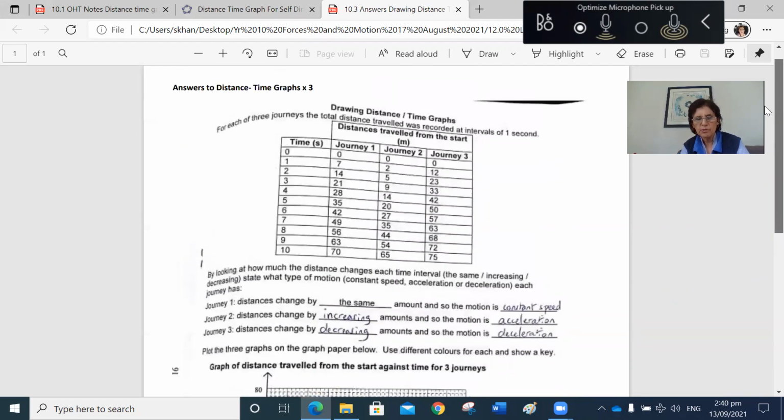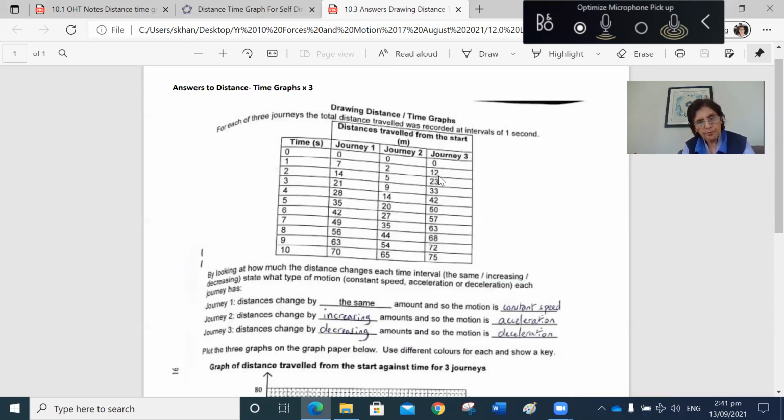Let's look at the second information. In the second journey, the car travels 2 meters in the first second. Then after 2 seconds, it was at the 5 meter mark. So from 2 to 5 is a distance of 3. 5 to 9 is a distance of 4. And then 9 to 14 is a distance of 5. So in the first second, it travels 2 meters. Then it travels 3. Then it travels 4 and 5. So the car was traveling more distance every second. That means the car was speeding up, or we say the car was accelerating.